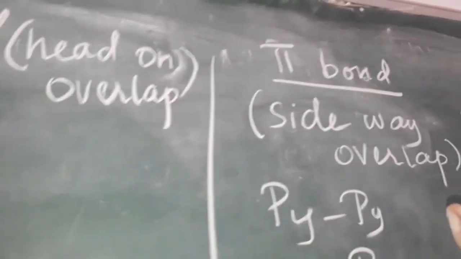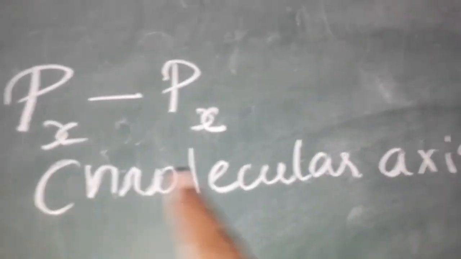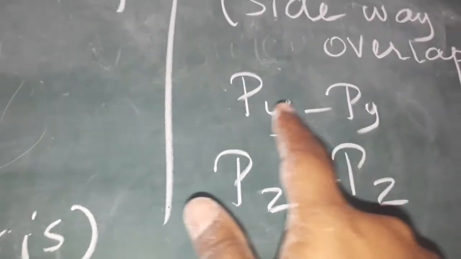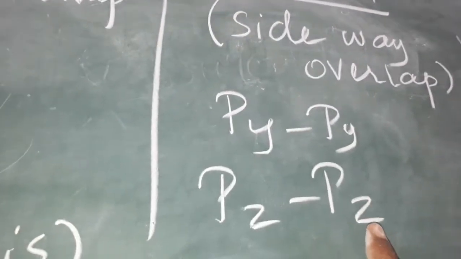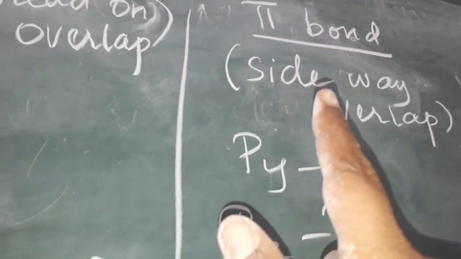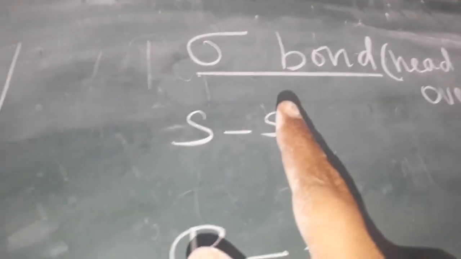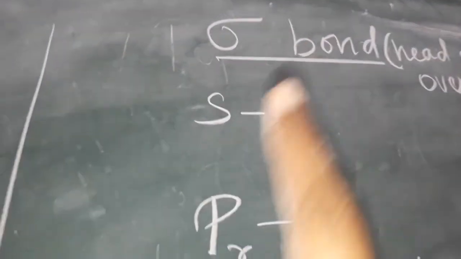The same way, a pi bond means side-wave overlap. We already took the x-axis as the molecular axis, so other than that axis means the y-axis and the z-axis. So py with py forms the pi bond and pz with pz forms the pi bond. Keep it in mind: py always forms a pi bond, pz always forms a pi bond, but px forms the sigma bond, and s with s combined also forms the sigma bond.